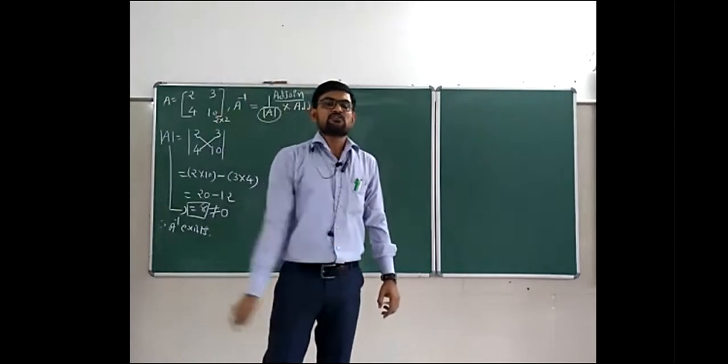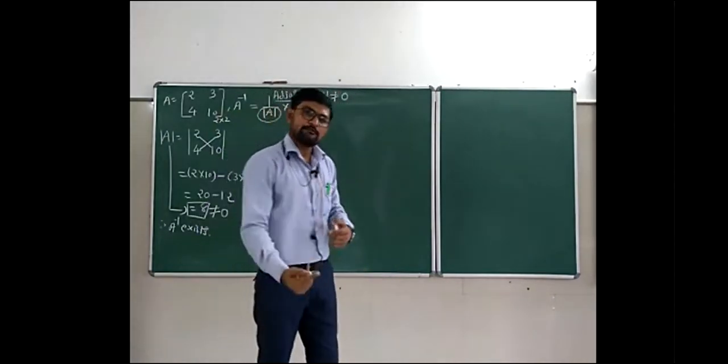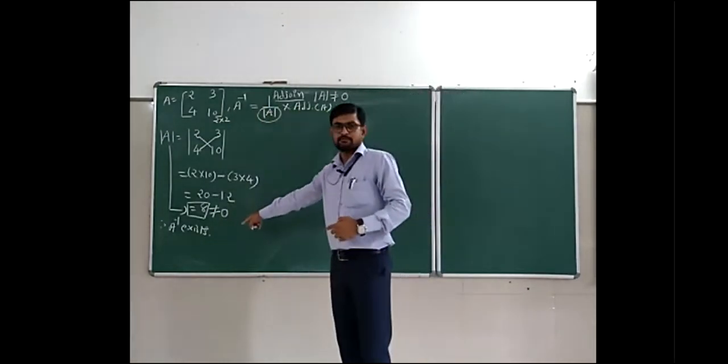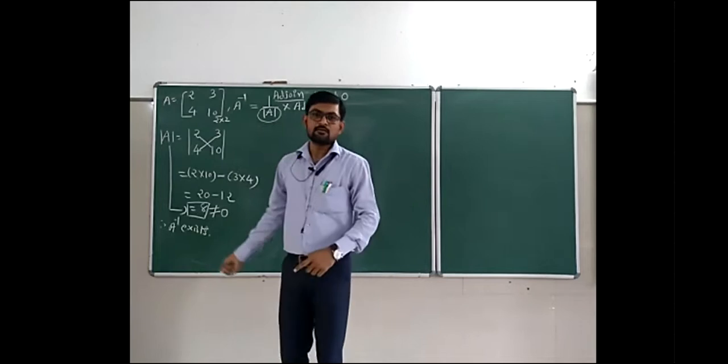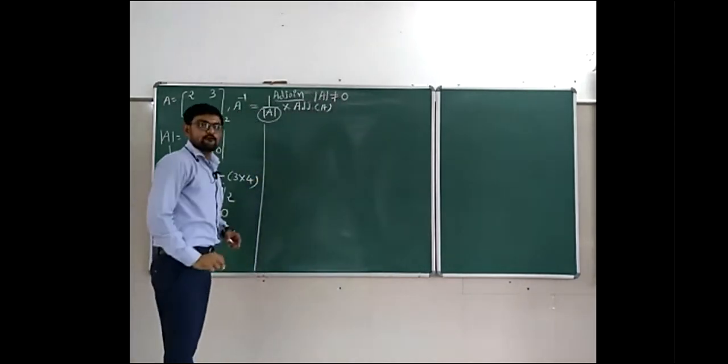This is the first condition to find A inverse. So whenever you have to find the inverse of any matrix, first find the determinant. If it is not 0, then go for the adjoint. So now we'll find the adjoint of matrix A.